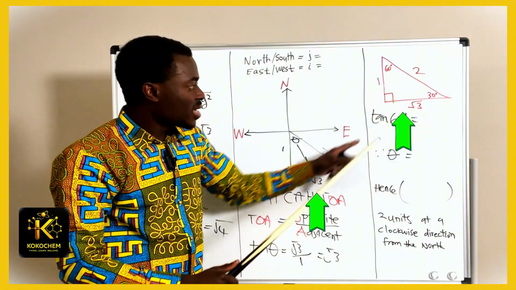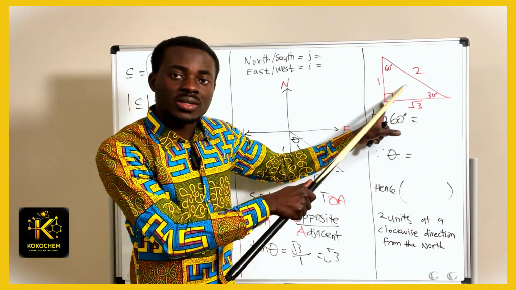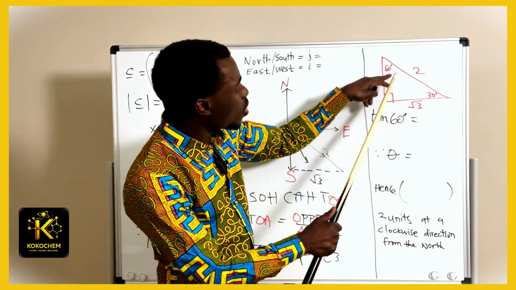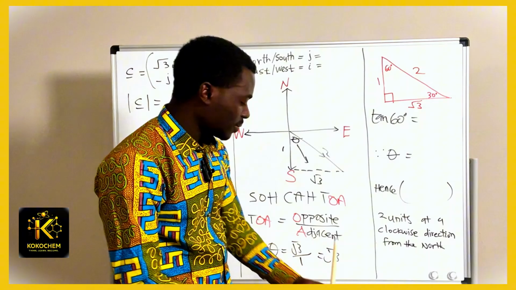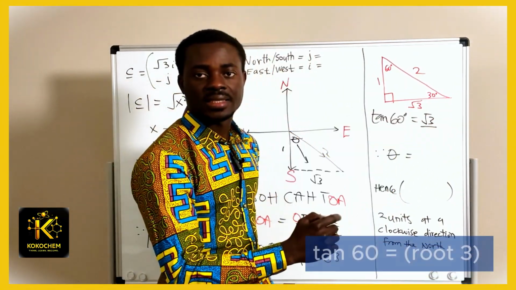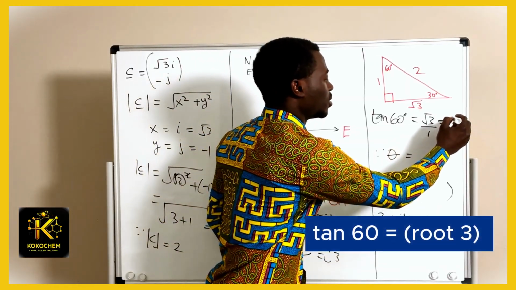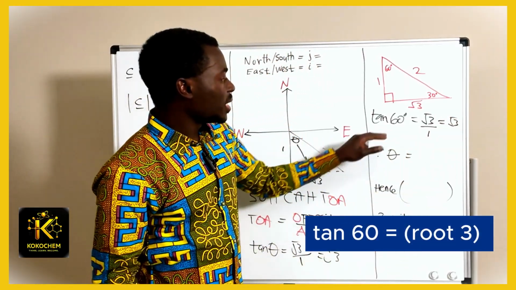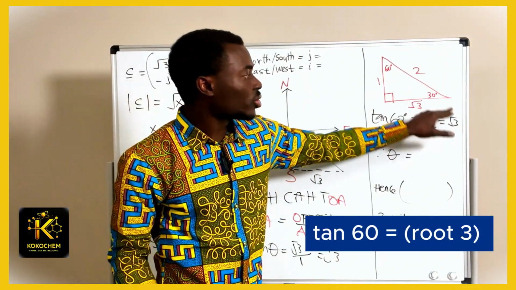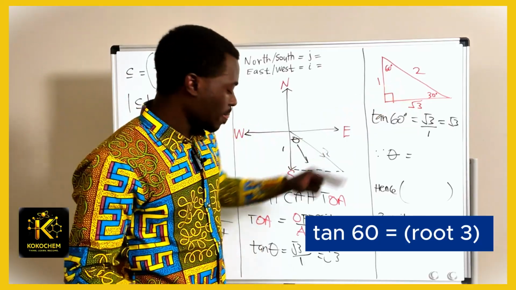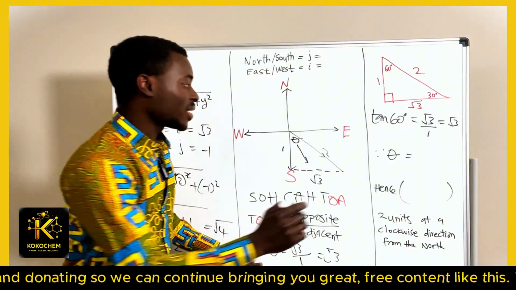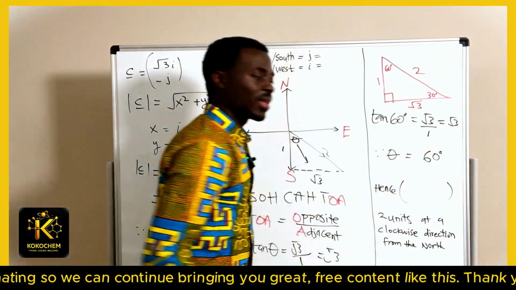Using this triangle to find the value of theta, tan 60 is opposite over adjacent, which is root 3 divided by 1, so tan 60 is equal to root 3. Since tan theta is root 3, theta is 60 degrees.